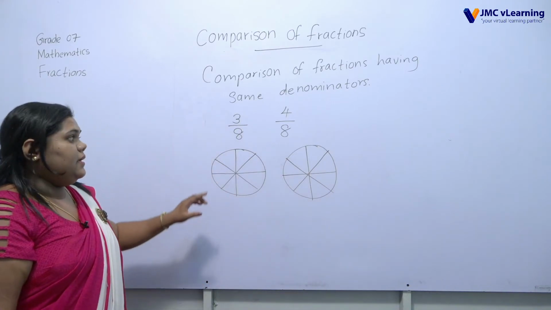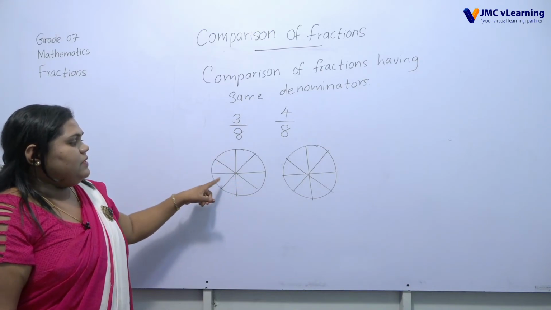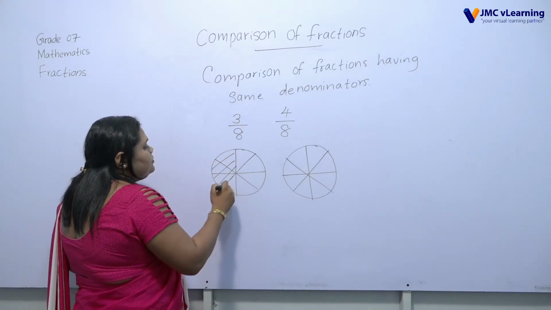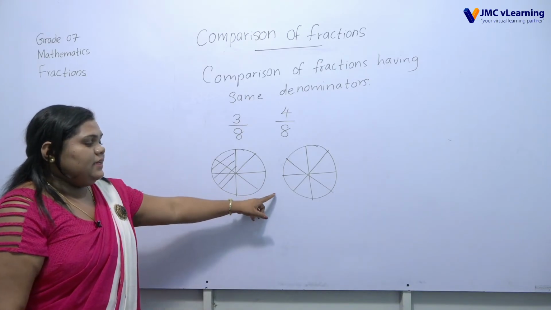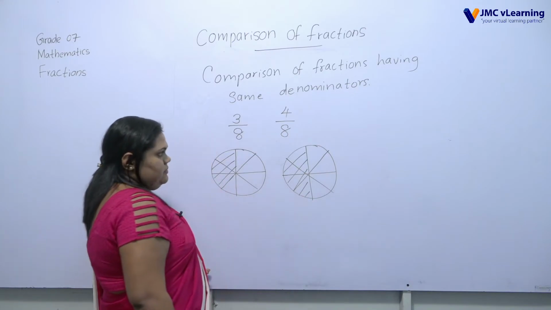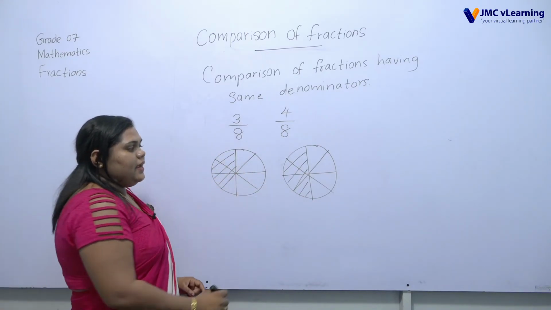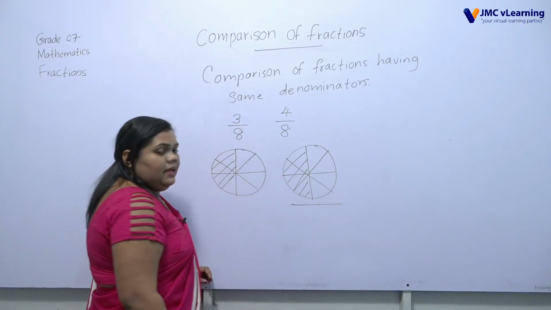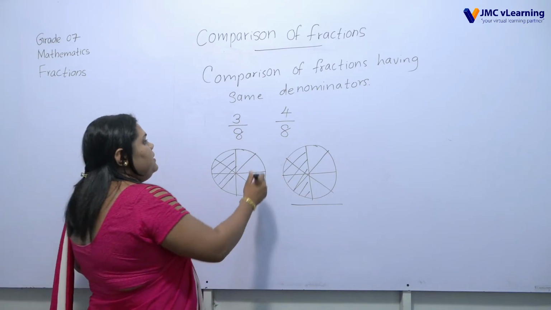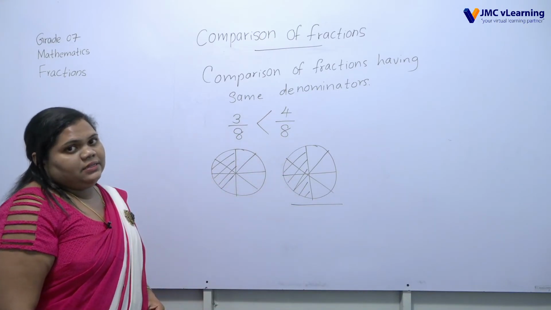Okay children, here 3 out of 8, it means out of these 8, 3 I have to color. No, I have to color 3 parts. And in here I have to color 4 parts. When we compare these two, you can identify this is the larger one. Okay, now it means 4 out of 8 is larger than 3 out of 8.